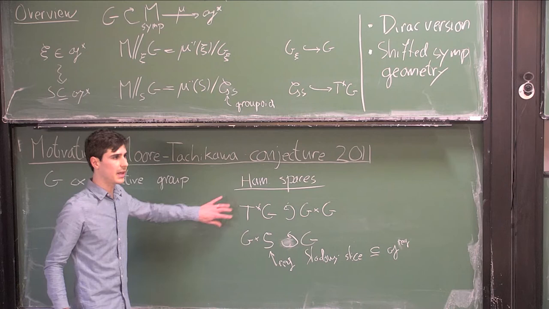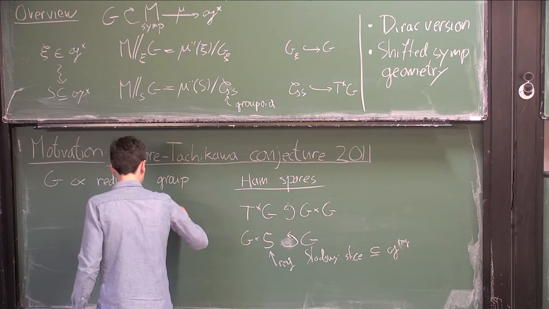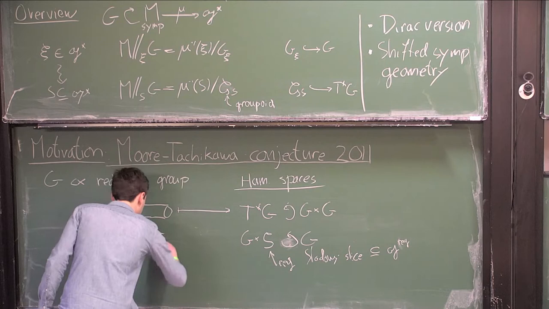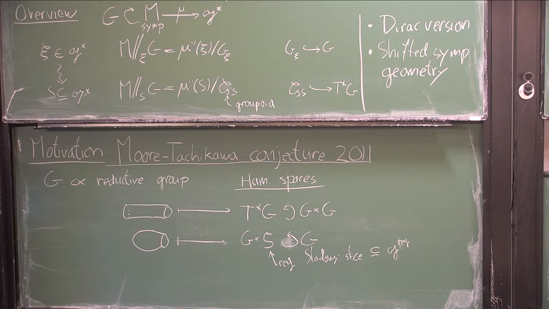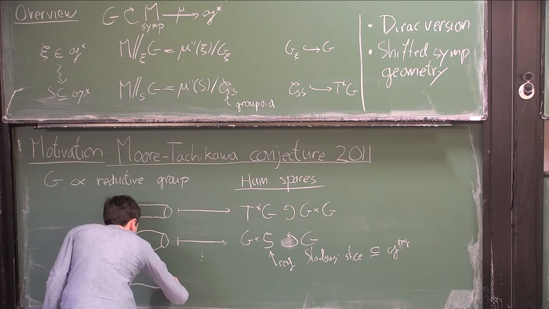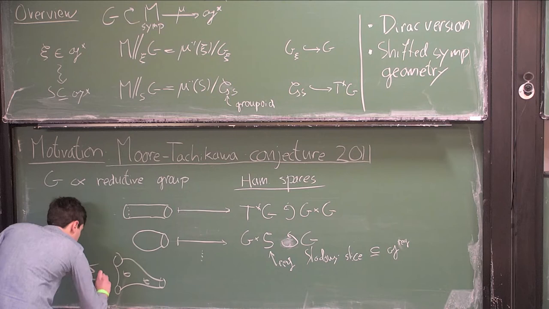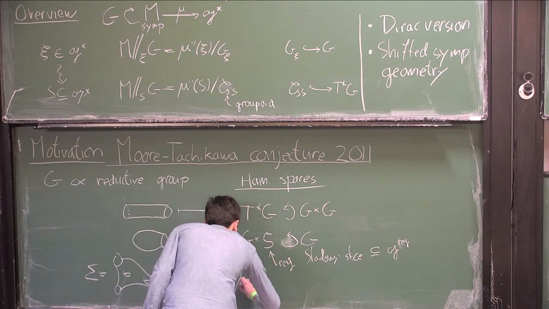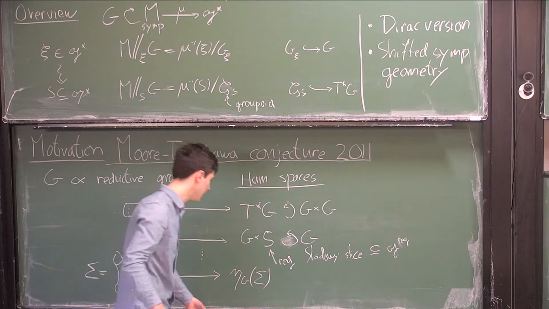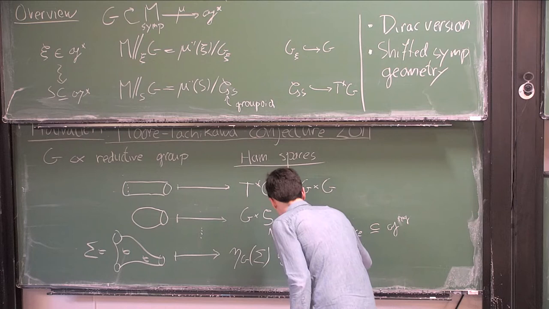And I will think of the first one as being somehow associated to a cylinder. I'm not saying that it's a moduli space of something on the cylinder, I'm just labeling the cotangent bundle by a cylinder. And I will label this one by the cap, a sphere with one puncture. And the goal of the Moore-Tachikawa conjecture is to extend this list of Hamiltonian spaces by associating to each closed oriented surface sigma with boundaries a Hamiltonian space depending on G, which will have as many G actions as there are boundary components. Here we have two boundary components, two actions, and so on. So there's an action of G to the number of boundaries.